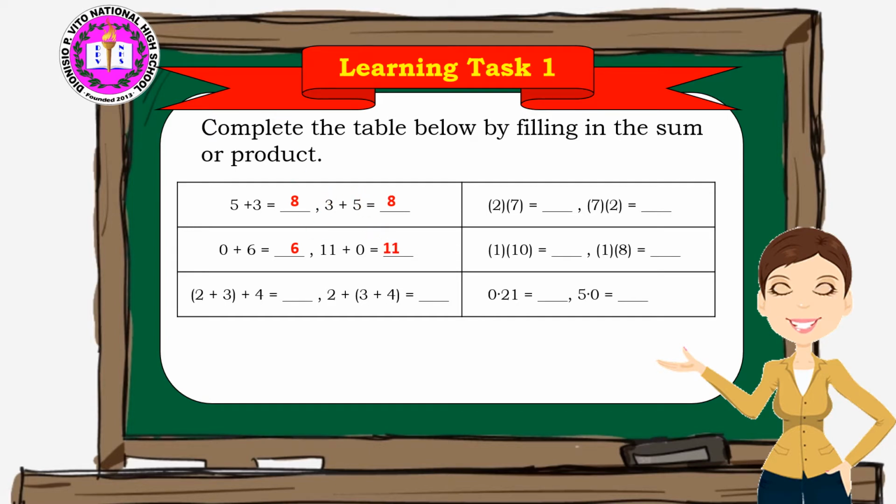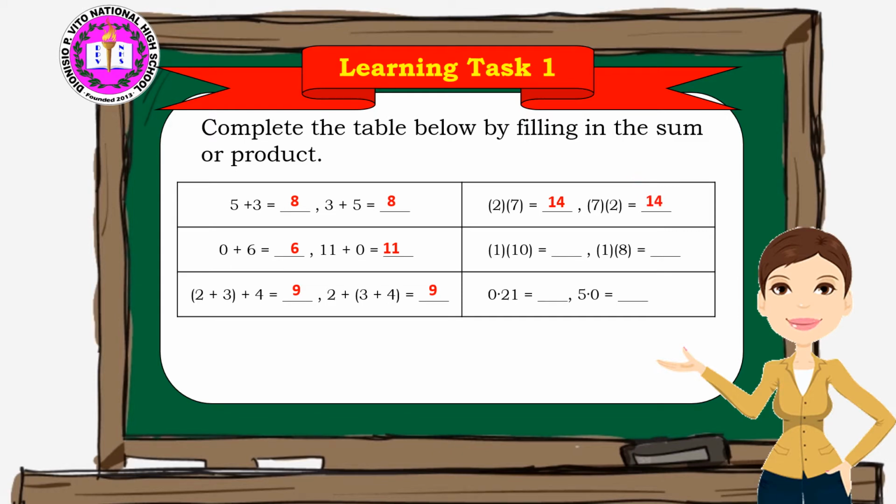Then we have 2 plus 3 plus 4 is equal to positive 9. Then we have 2 times 7 is equal to positive 14. Then we have 7 times 2 is equal to positive 14.